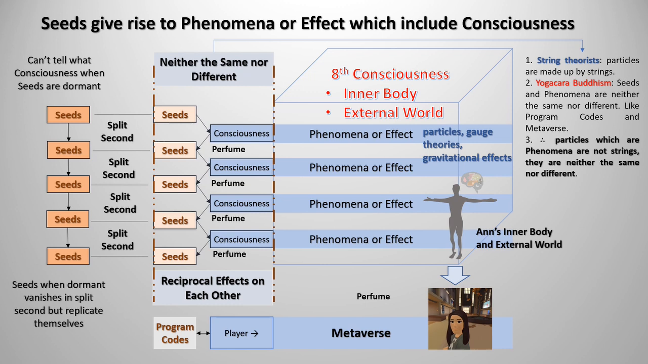For example, Anne's eye consciousness. Basically, phenomena and consciousness must arise together at the same time. The phenomena last for an extremely short split second and vanish immediately. But before the phenomena vanish, they perfume the seeds. In the next split second, the seeds get activated and the cycle continues. Basically, the perfuming function is altering the content or information in the seeds.